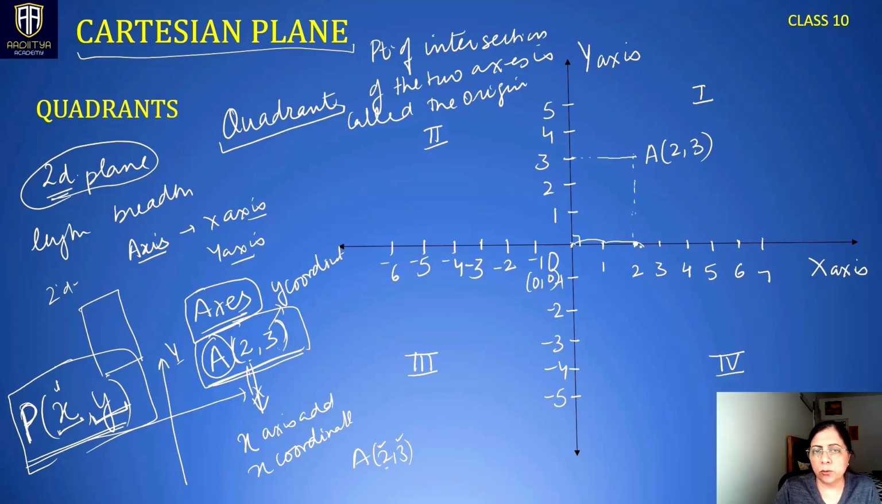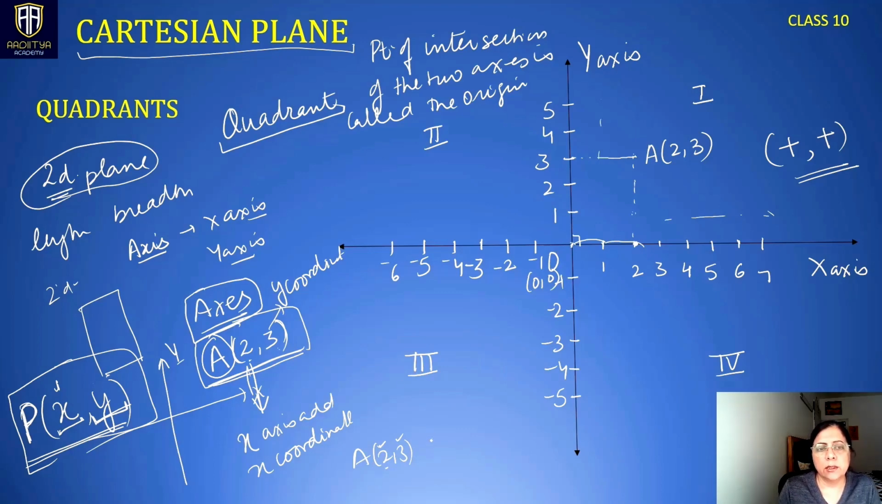I have moved 2 on the x-axis. Then for y, since it is positive, I have to move upwards. If the number is negative, I have to move downwards. The same is the case with the x-axis also. This is how I have located point A. Since both the x and y coordinates are positive, you can summarize that this area is x positive and y positive. So, the first quadrant represents all the points which have both x and y coordinates as positive numbers.